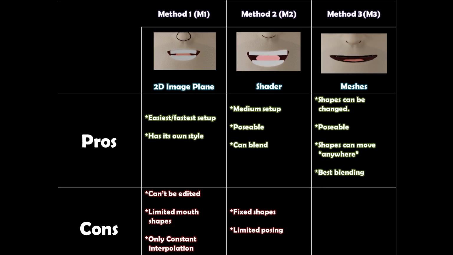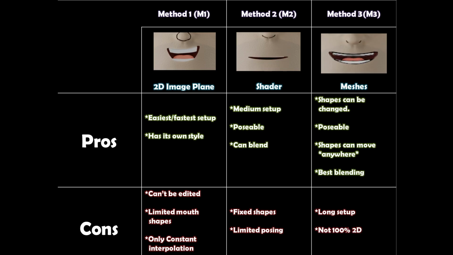Because the mouth objects are all separate meshes with their own shape keys, you can have any kind of interpolation on the keyframes, allowing for some smooth animation. The cons for this method are that it has the longest setup, but remember that once you've done the setup, you can use it indefinitely.